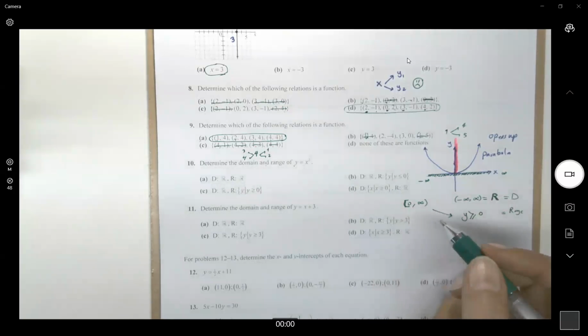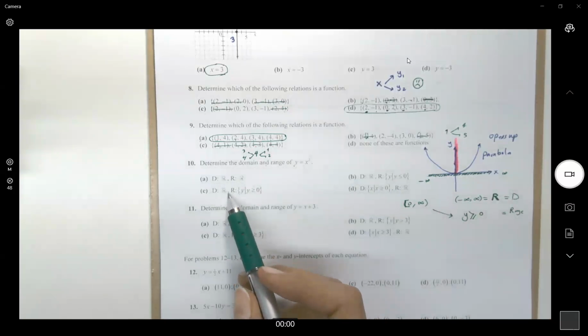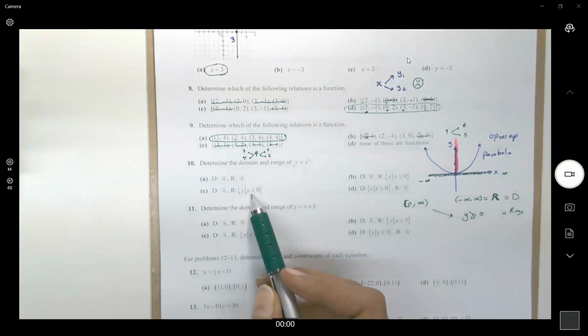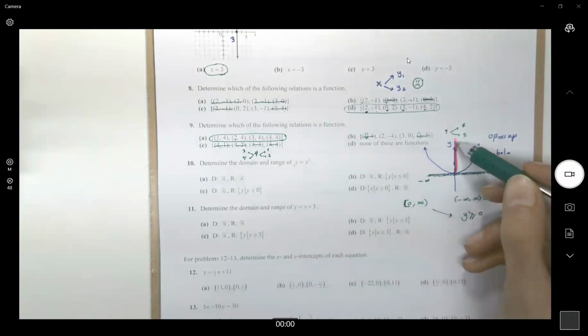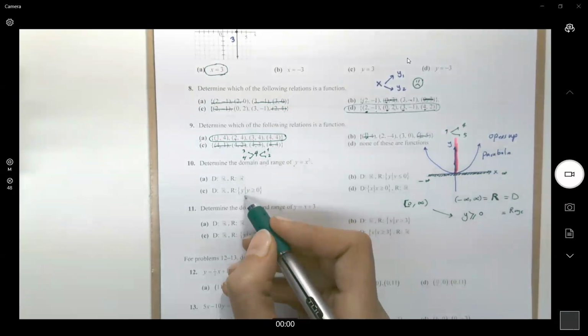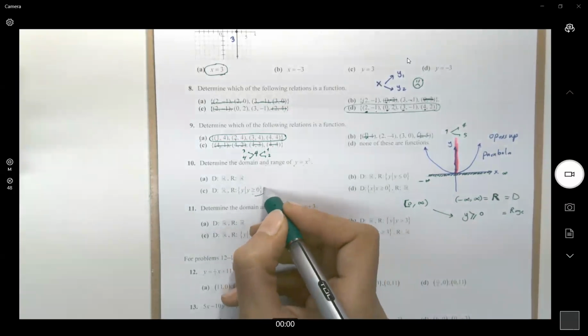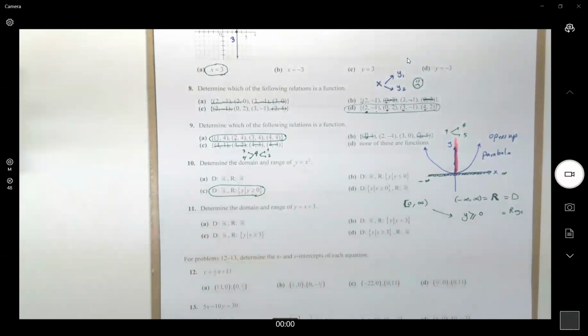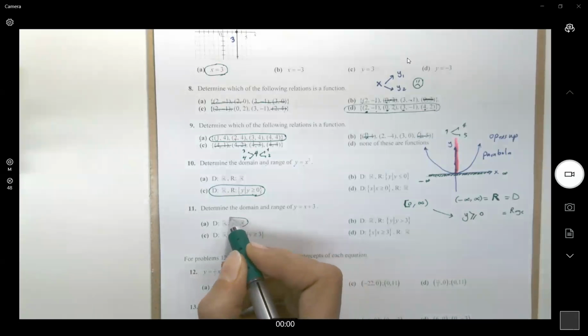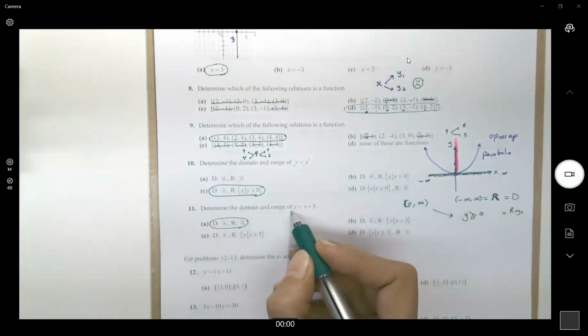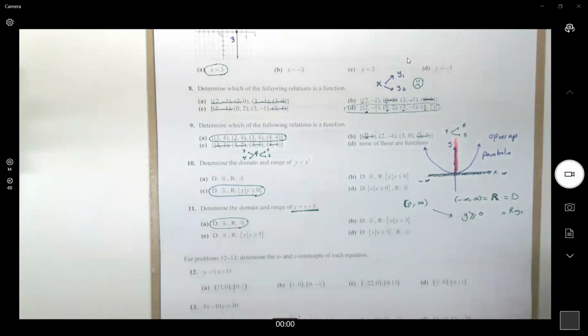So the domain is just R, and the range is all y values, all values on the vertical axis, that are larger than or equal to 0. What about the line? Remember that when you have a line with no restriction, with no limitation, domain and range are both R. This is true for all increasing, decreasing, or constant lines.